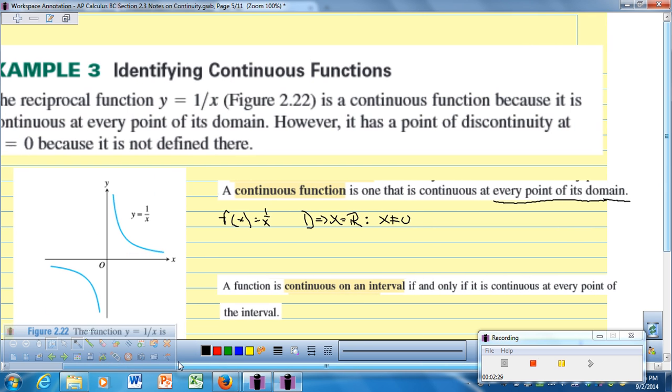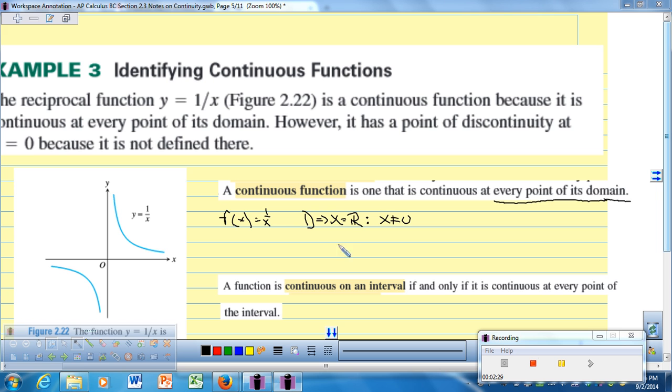Well, let's think about the continuity. I am continuous everywhere except x equals 0. But because x equals 0 is not in the domain, 1 over x is considered to be a continuous function.